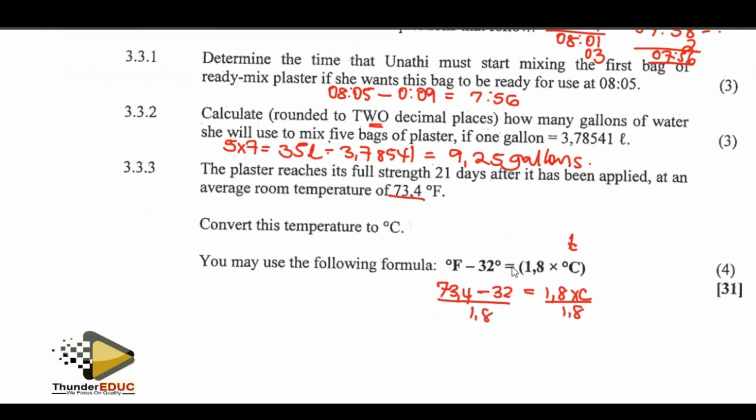When you subtract, you have 41,4 over 1,8 equals C. So the answer here became 23 degrees Celsius or centigrade.